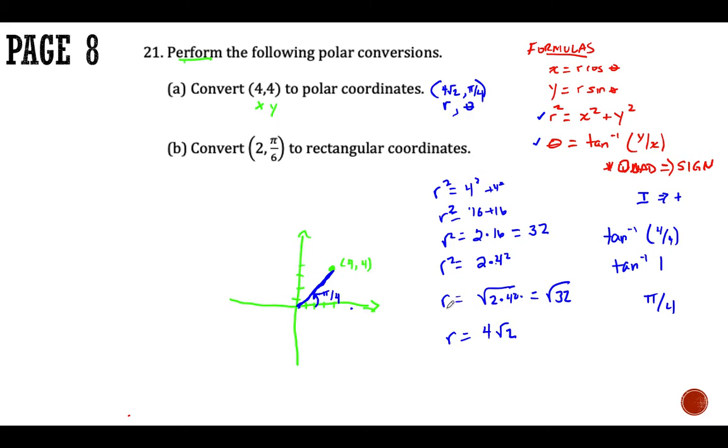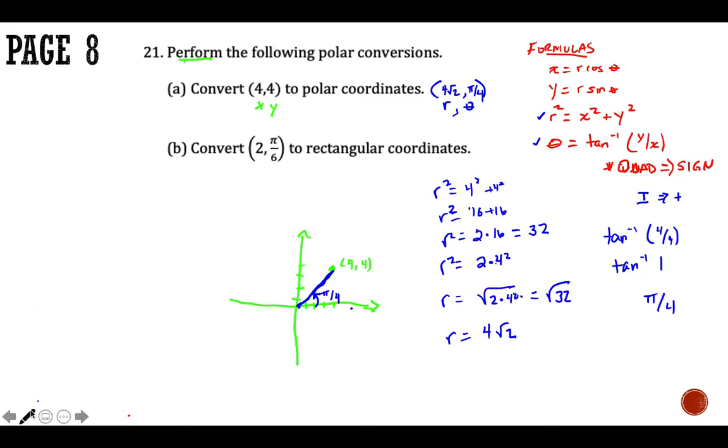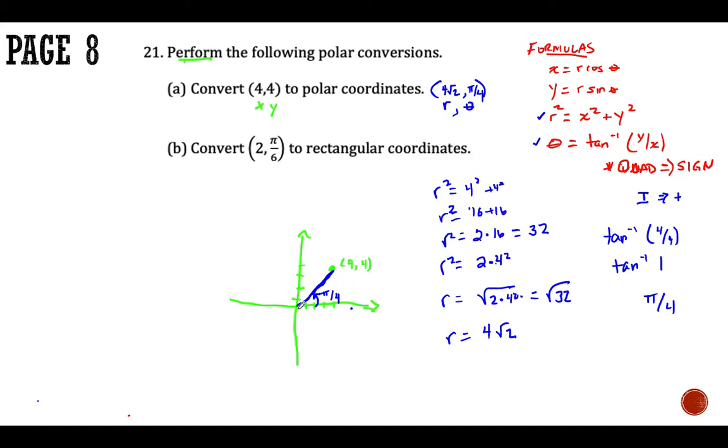Right? So what does that mean? In polars, to graph this in polars, you would go out from the pole a distance of 4 root 2, which is a little bit more than 4, and then you would rotate pi over 4 degrees. I'm sorry, pi over 4 radians, right? And you would land at the same position as 4, 4 in rectangular land.